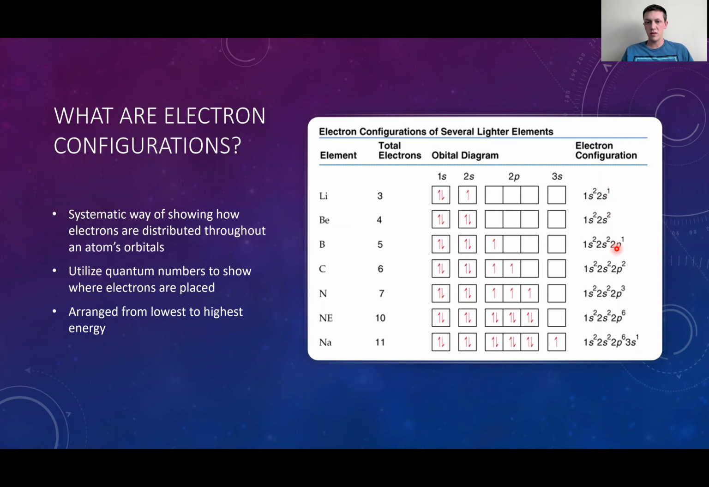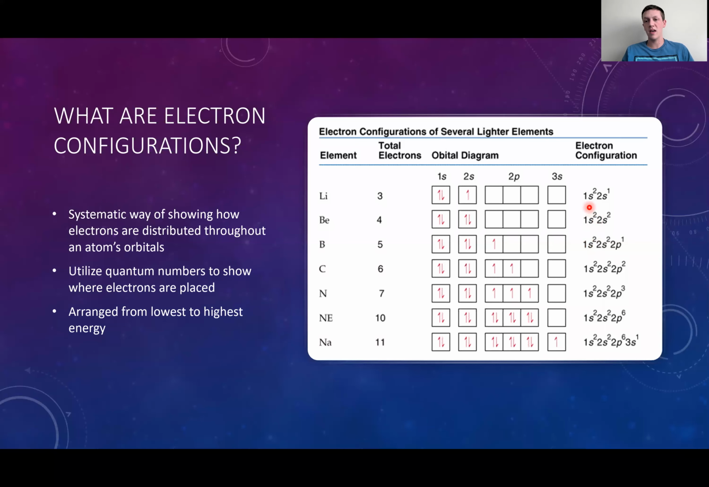And so they use the quantum numbers. Those are covered in another video. But as you know, the number that comes before the letter represents a quantum number. The letter itself represents a quantum number. So they take advantage of those and they show where the electrons are placed. The electrons are these numbers up in the top, like the exponents. They tell you how many electrons are in that specific orbital.